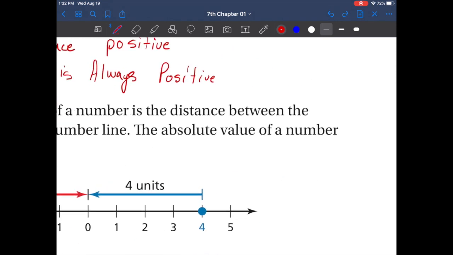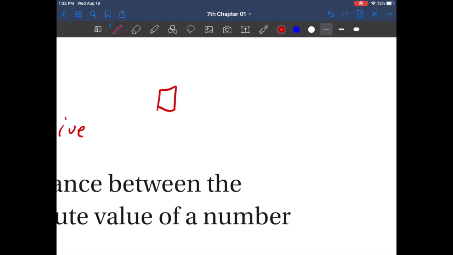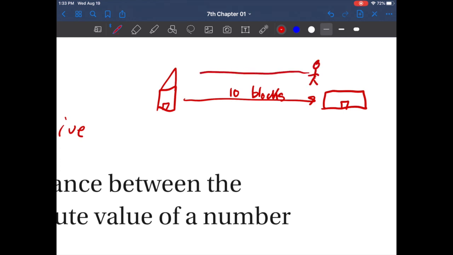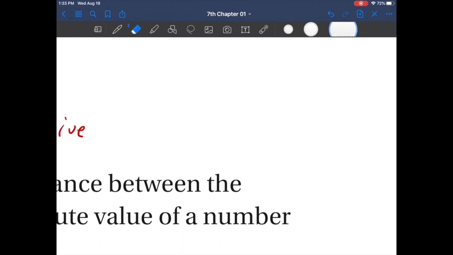For example, let's say you walk from your house all the way to school. You have to walk 10 blocks. And then you get to school and you're like, oh man, I forgot my backpack. Well, then you have to walk all the way back to your house, grab your backpack, and then walk back to school. You didn't go back negative blocks, right? You just walked another 10 blocks. So basically, absolute value is distance. So if you go from one place to another and then back home, you traveled a little bit longer.